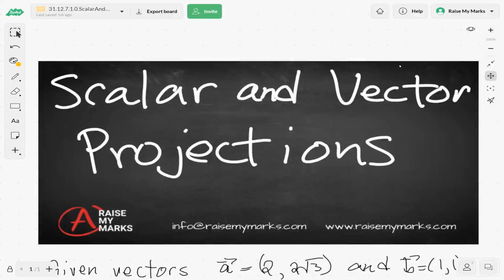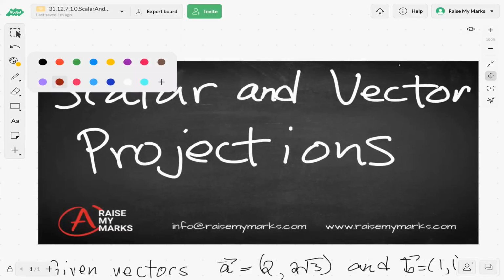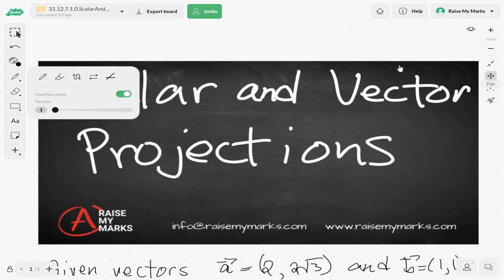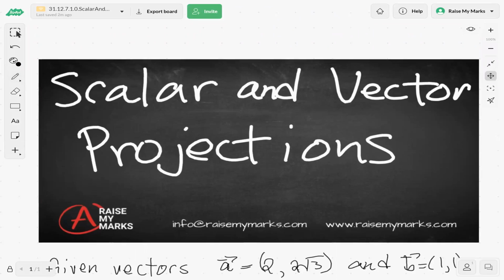Hello, today we're going to look at scalar and vector projections. All right, so let's have a look at this. Let's change the color. So what is our first question?